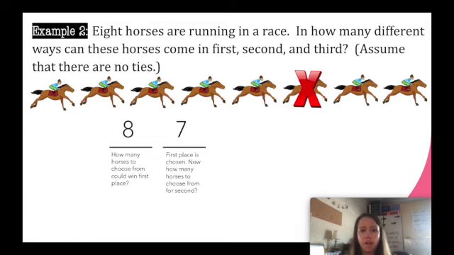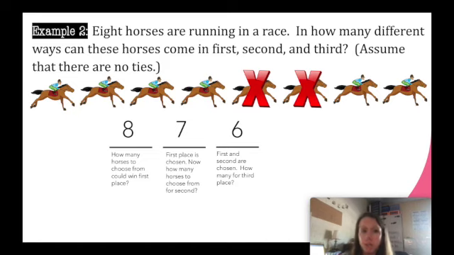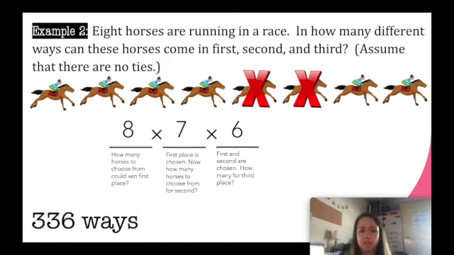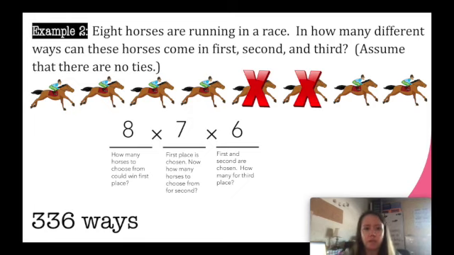7. I choose that horse. Now how many horses can I choose from? 6. And now I stop because I only want to know who comes in first, second, and third. I'm not saying all the way down to last place, just first, second, and third. Multiply those together and I get 336 ways.